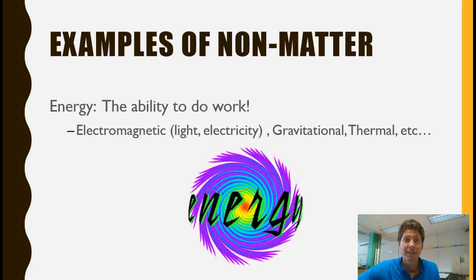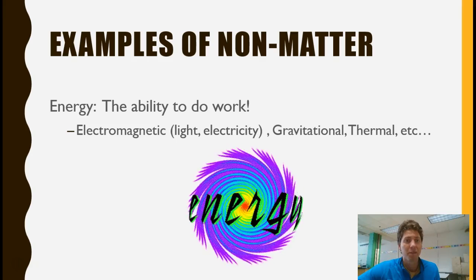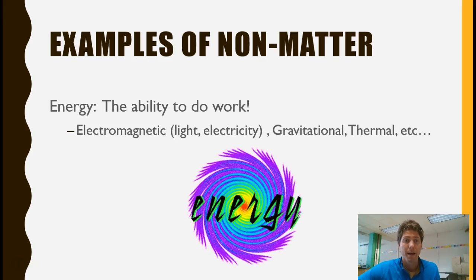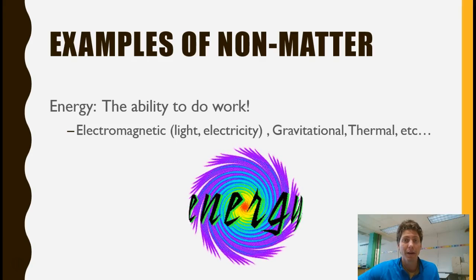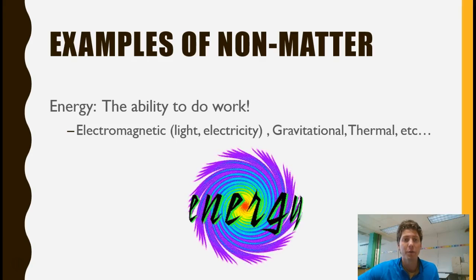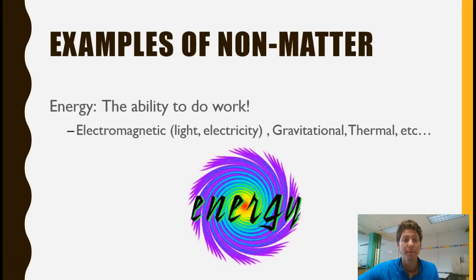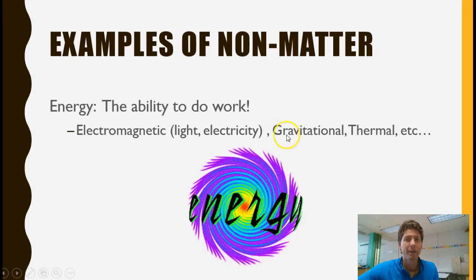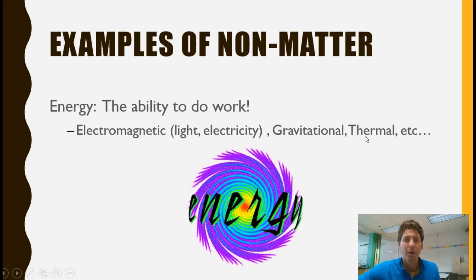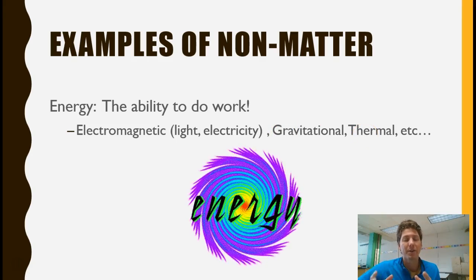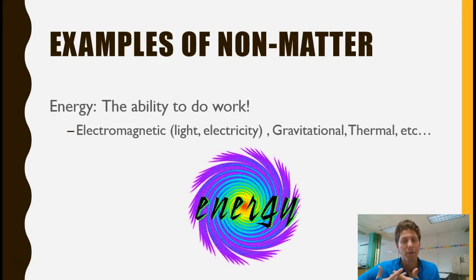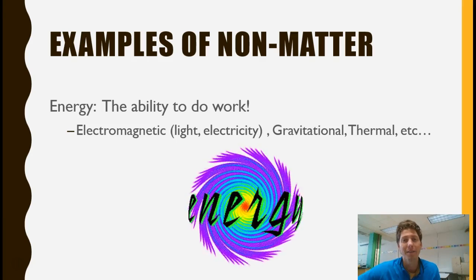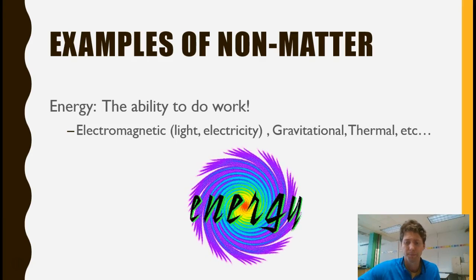Okay, now that you've had a chance to do that, let me give you the best example of something that is not matter: energy. Energy is the ability to do work. Now, throughout this course, energy is going to be a huge theme that comes up over and over again. We're going to learn this year about light energy, gravitational energy, thermal energy. Now, energy and matter are very interconnected. They're always working and interacting with each other. However, in terms of definition, they're actually different things.